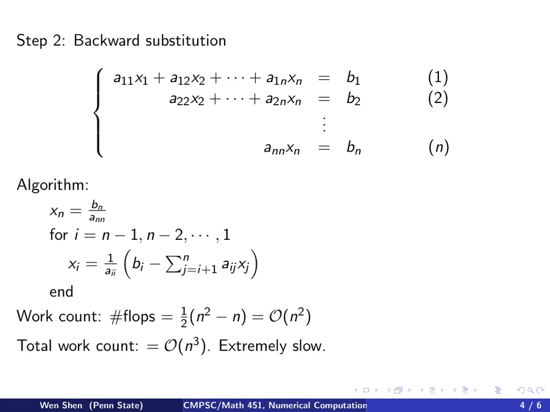So adding up the two steps, the total work count clearly is dominated by the first step, the elimination step. So it's of order n cubed. So for large n, this is extremely slow. Therefore, in practice, Gaussian elimination is only applicable if you have a reasonably small system. Okay? For a large system, it really takes forever.